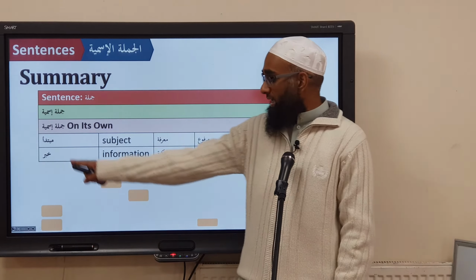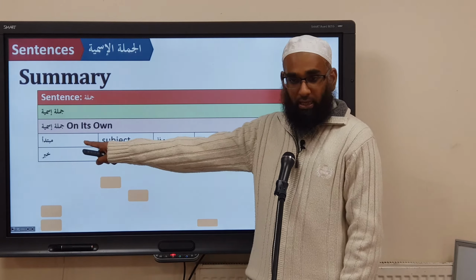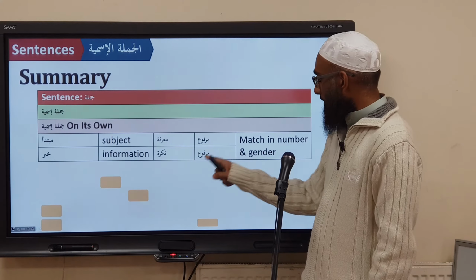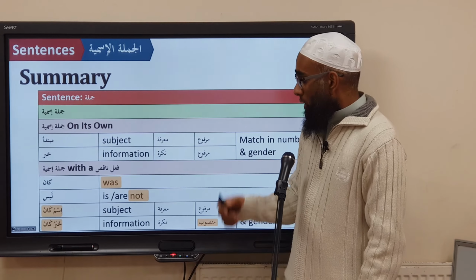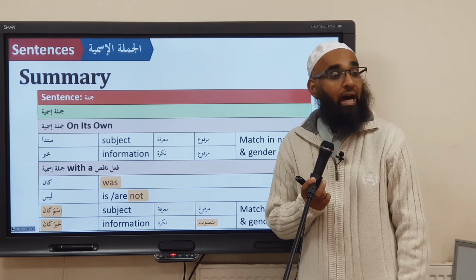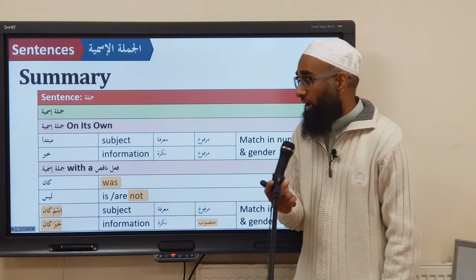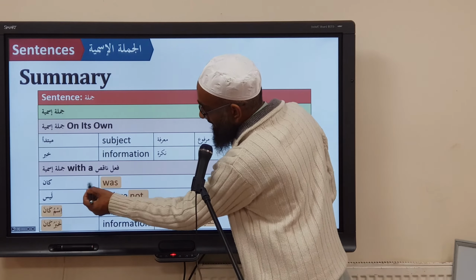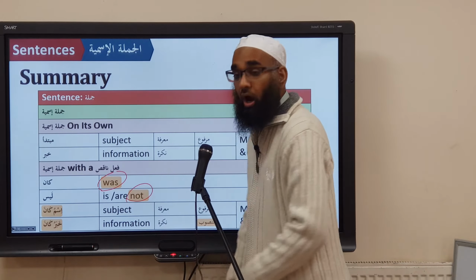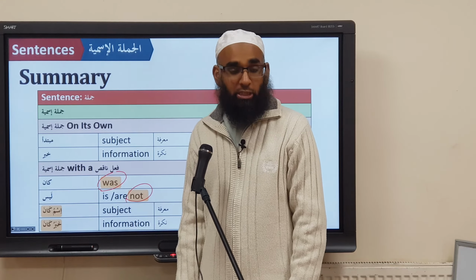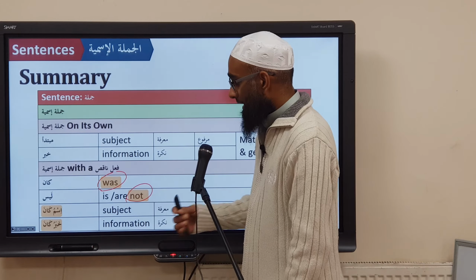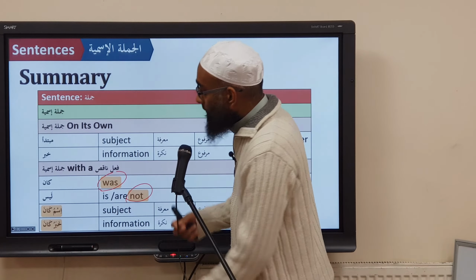A jumlatun ismiya on its own is mubtada and khabar, subject and information, ma'rifah, nakira, marfu', matching number and gender. When we add a fa'lun naqis, what happens? Kana means was, and laysa means is or are not. Yes? It changes the meaning to the negative. That's the meaning difference.